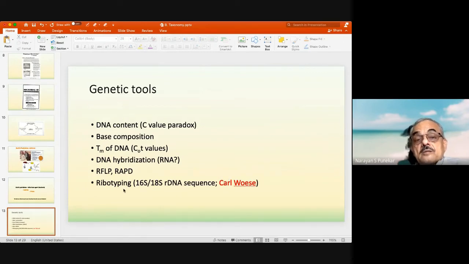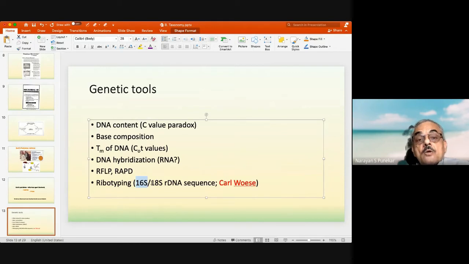What he did is basically he looked at the ribosomal RNA and the genes for the ribosomal RNA, and he was able to sequence some of them partially, but today we can do full sequencing. Bacteria, prokaryotes, have 16S RNA, eukaryotes have 18S RNA, or rDNA as the corresponding DNA is called, and that sequence is unique for each organism, and that can be studied. So this is ribotyping. These are all genetic tools, and today most of the identification gets done by 16S or 18S rDNA sequencing.